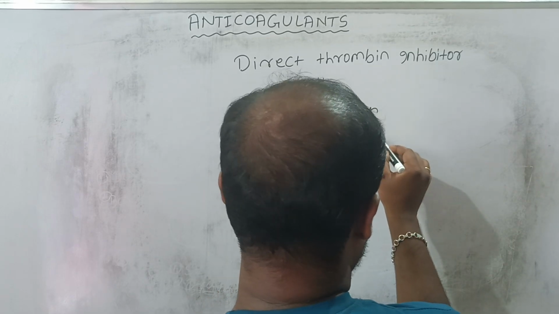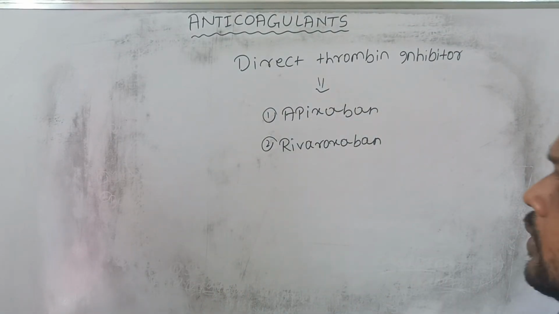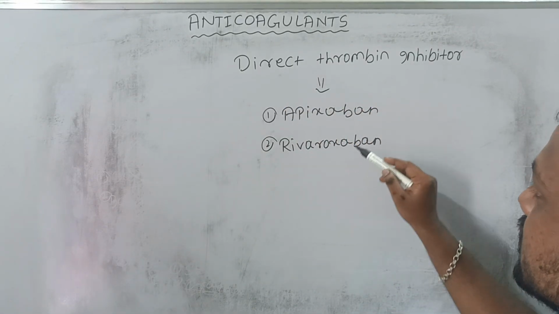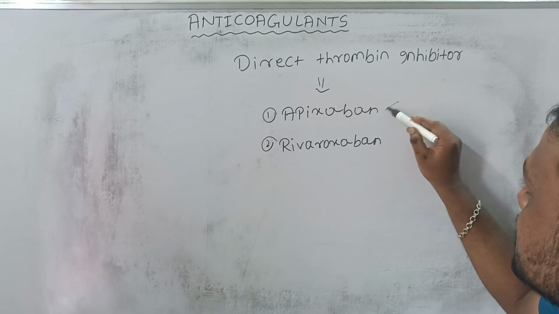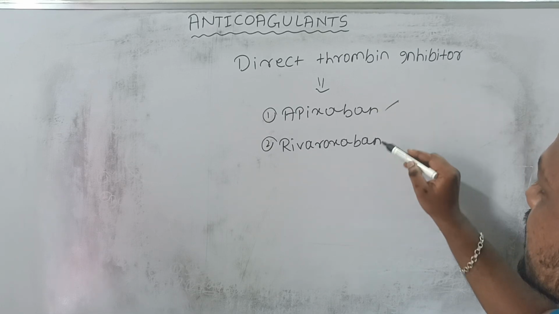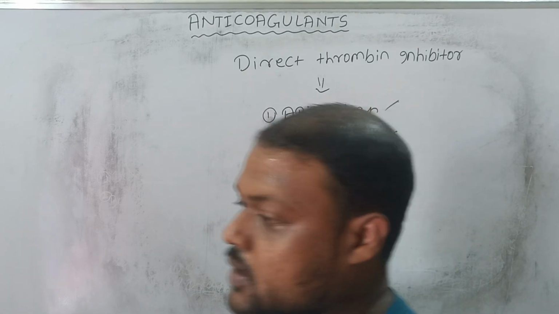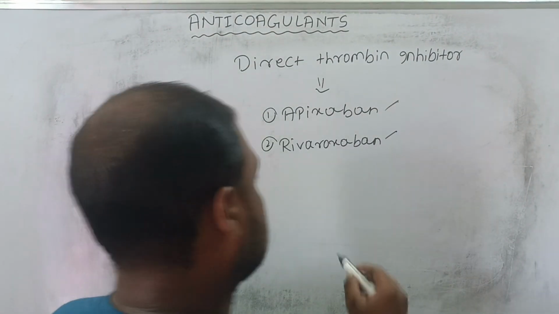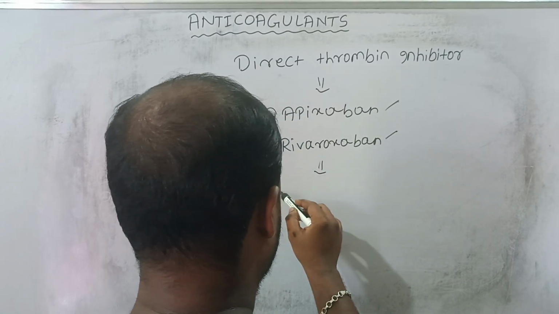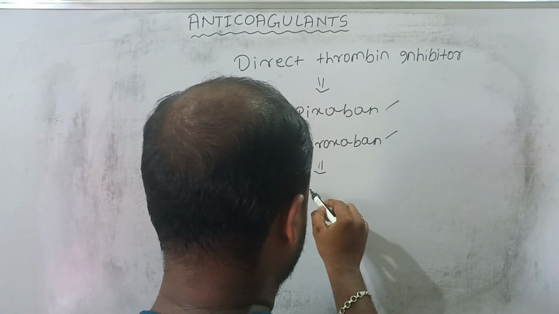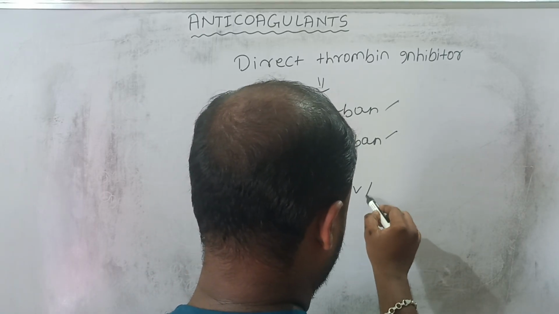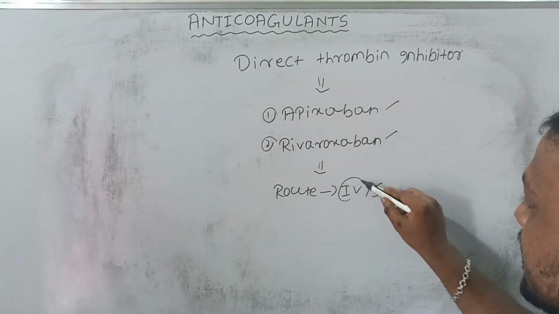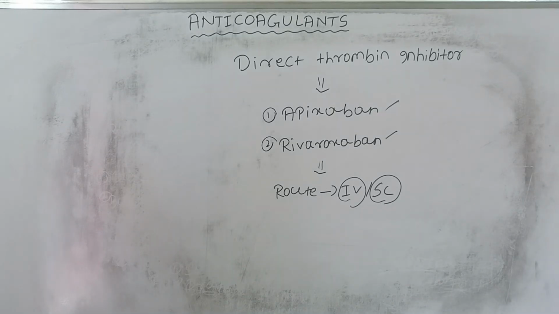Rivaroxaban. Clear? The first anticoagulant is the direct thrombin inhibitor. First one is apixaban, which is a DTI. Then rivaroxaban is also another DTI. We also use it in the IV or SC. The route is IV, intravenous, or SC, subcutaneous.